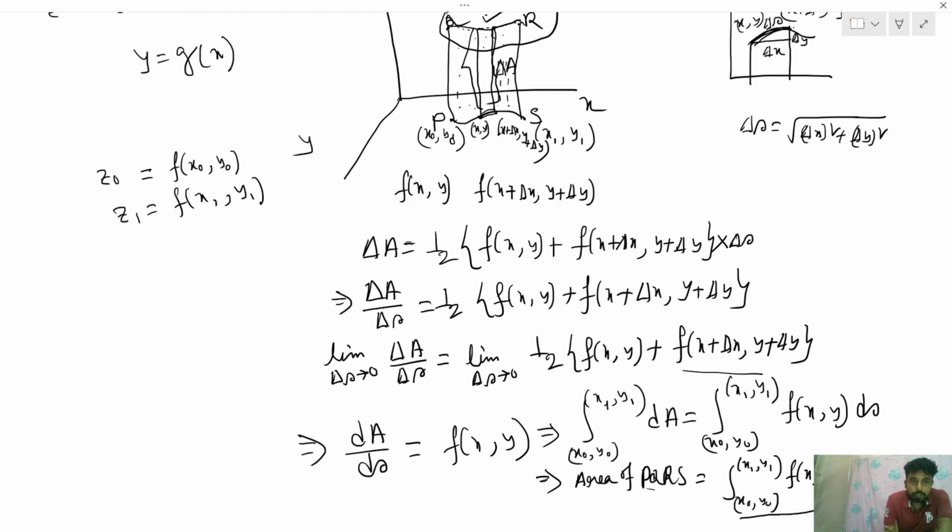Is there any similarity between this line integral and this definite integral? Also, there is similarity. This is also a line integral. Here the line is the x-axis, and here it gives the area bounded by x equal to a, x equal to b, the x-axis and the given function. Here also it gives the area.